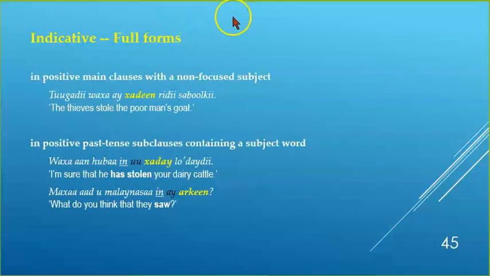Instead, I want to talk about this kind of thing. The indicative full forms are used in positive main clauses with no focused subject. So the basic kind of clause. And it's also used in positive past tense subclauses that contain a subject word where there isn't a subject gap, if you want to define it in a more maybe traditional grammatical way.